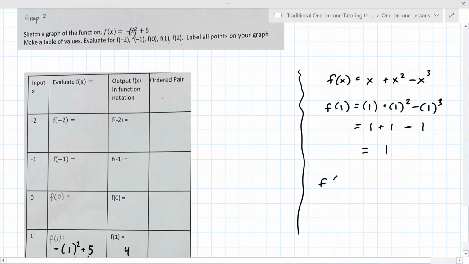Now let's do f of -1. So back up here, it's -1 in parentheses plus -1 squared minus -1 cubed. Then would it...? You don't need the parentheses on the first one because there's no operator there. The parentheses holds it until there's an operator. So there's no operator, so you just leave it.